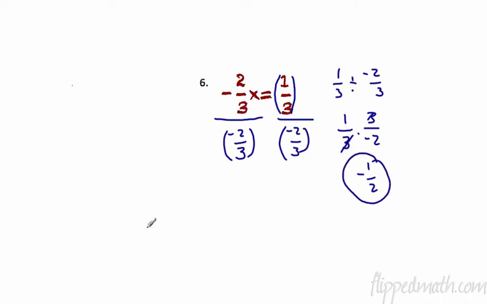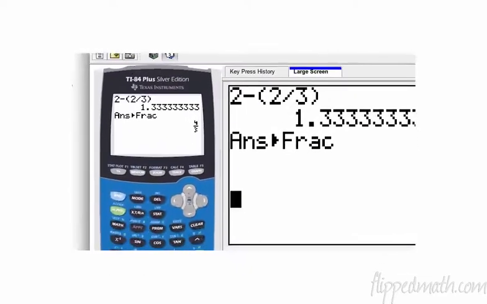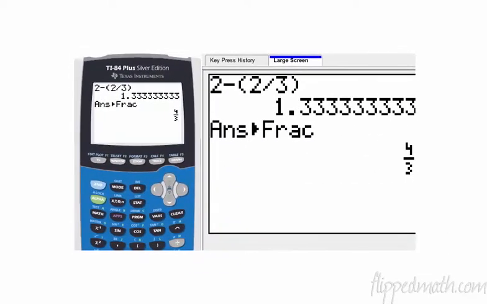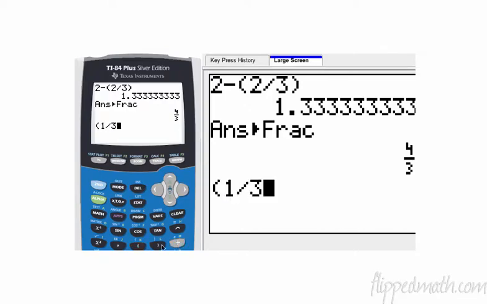I'm going to show you how to do it in the calculator, though, because you have this tool. You have to know how to use it properly. We want to do 1/3 divided by negative 2/3. So here we go. Parentheses, 1/3 divided by, parentheses, negative 2/3. Make sure you're using the negative button and not the subtraction button that's above the plus sign. You want to use the button below the 3. All right, you hit enter.